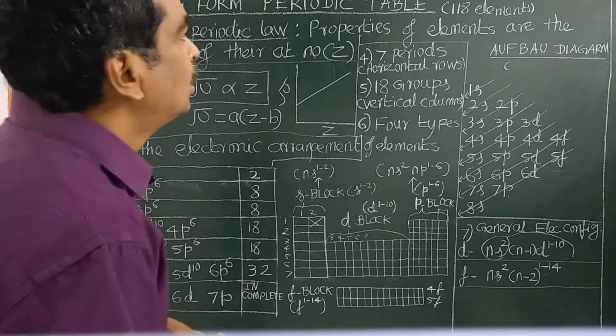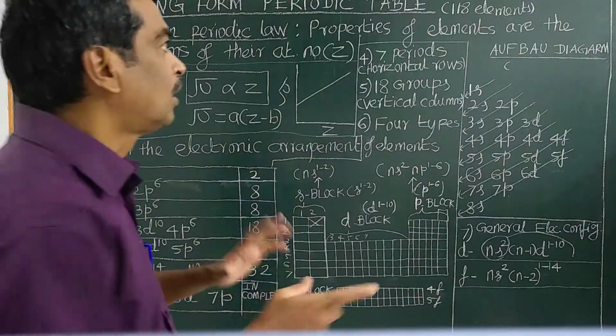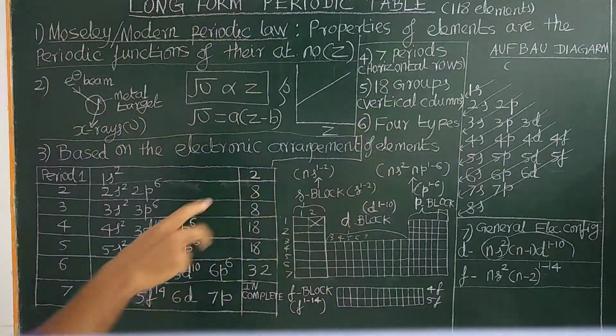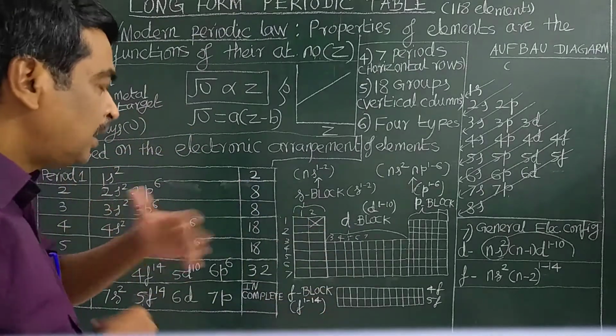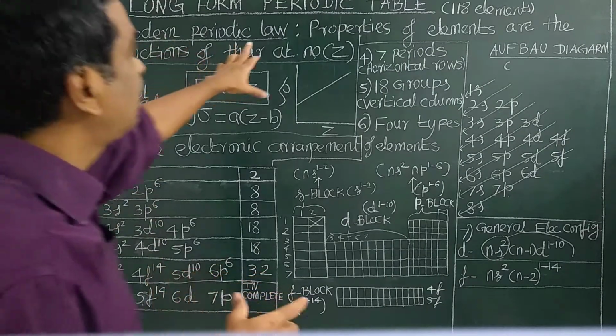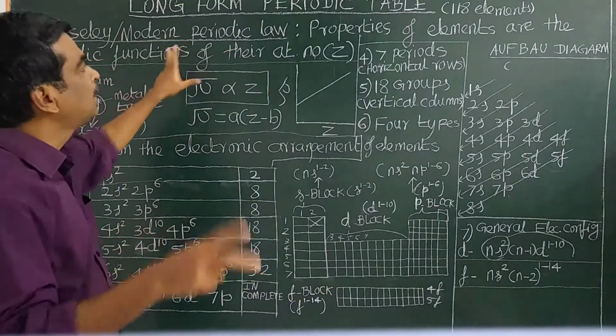As we know, there are more than 100 elements. There are 118 elements discovered so far. How are these various elements arranged in the periodic table? The long form periodic table is based on Moseley's modern periodic law.